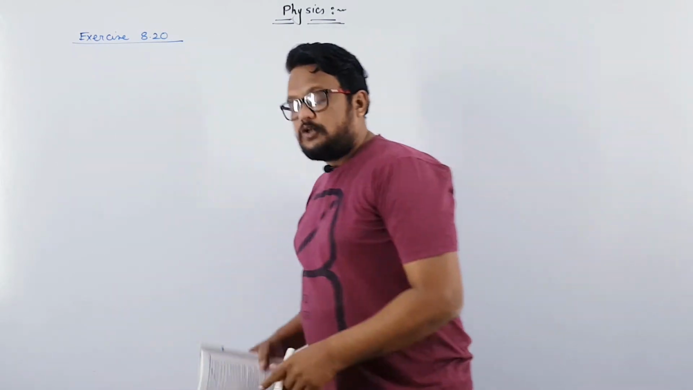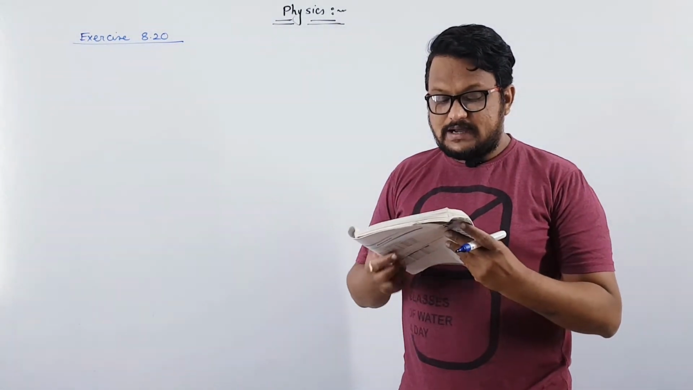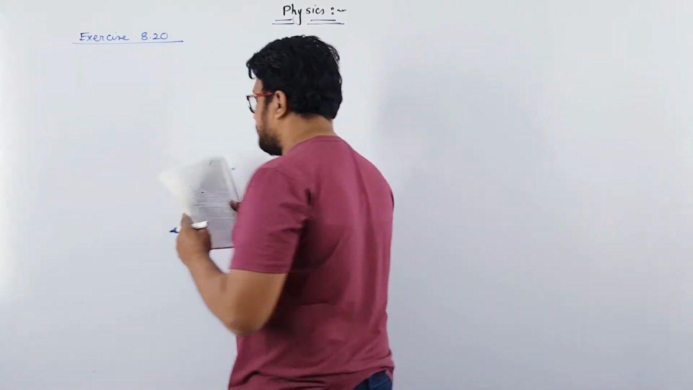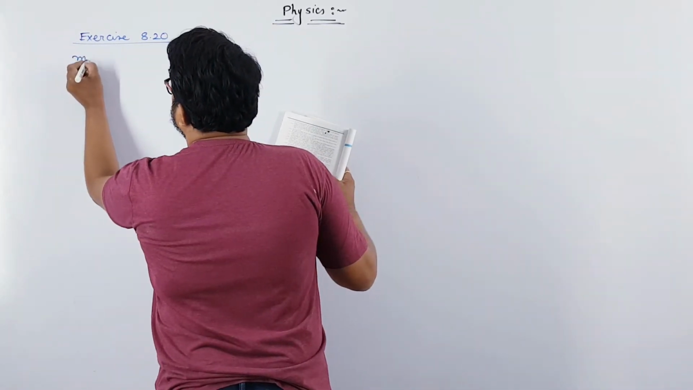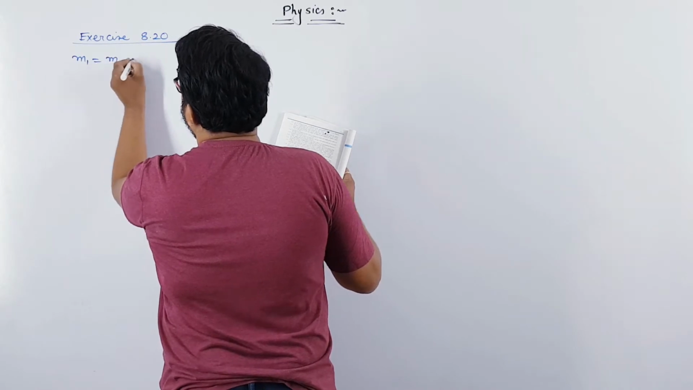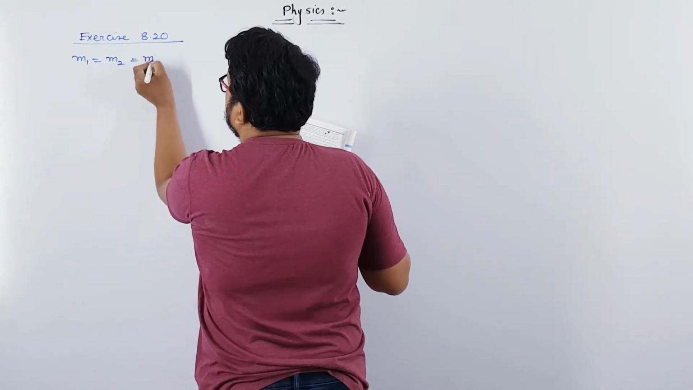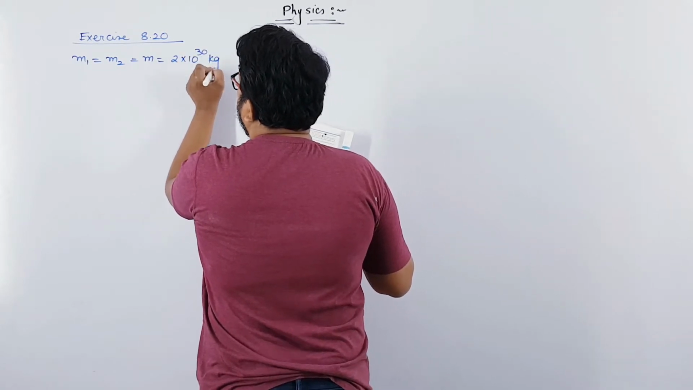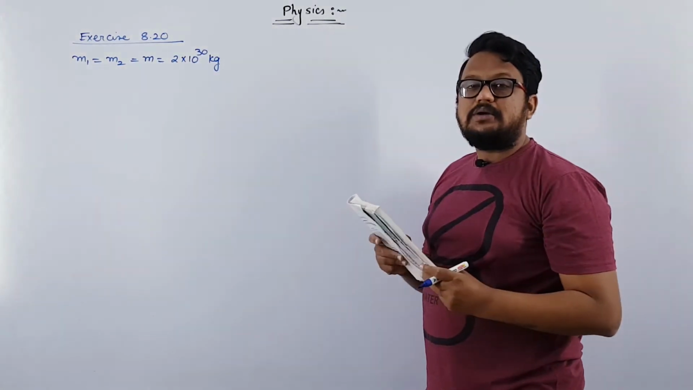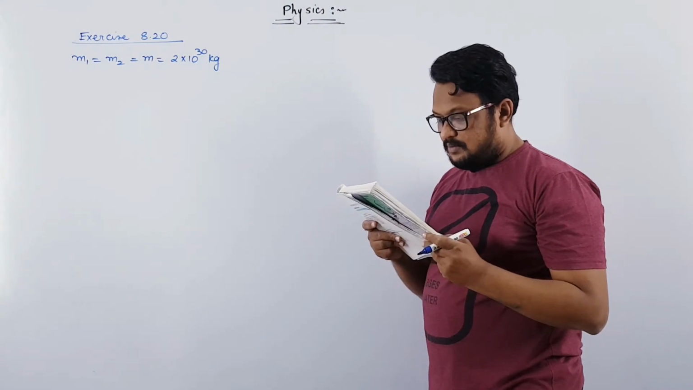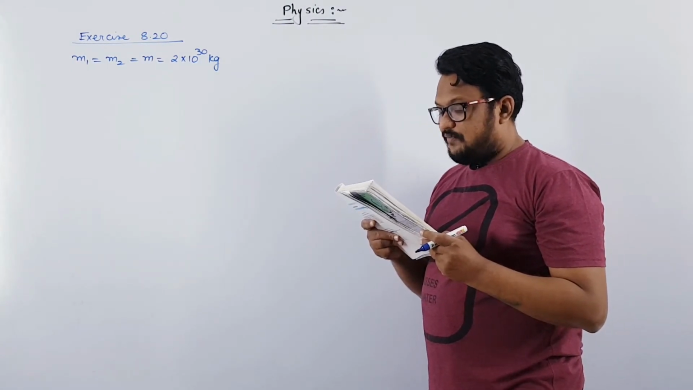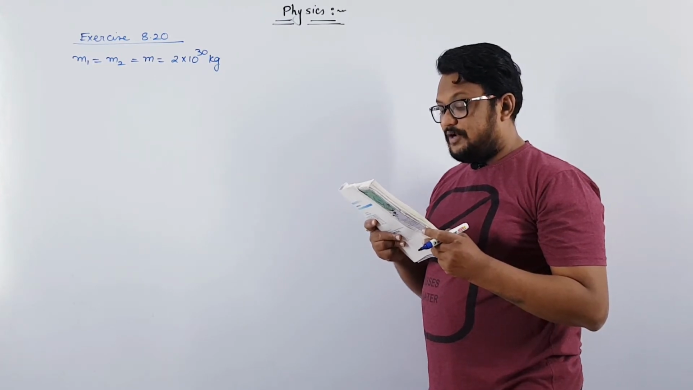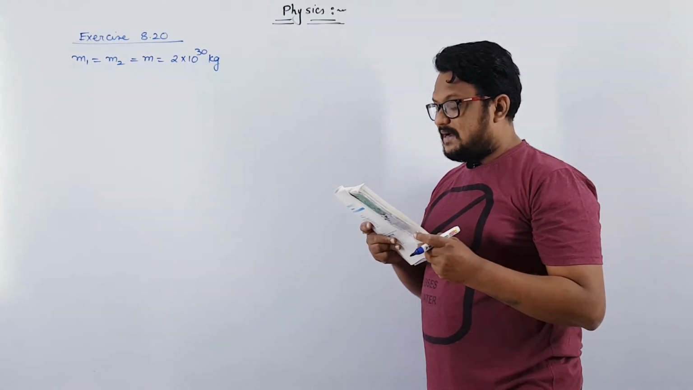Exercise 8.20. Two stars each of a solar mass, that is 2 into 10 to the power 30 kg. So mass of first star m1 is equal to m2, and that is equal to, let us write m, which is given as 2 into 10 to the power 30 kg. Remember, solar mass is 2 into 10 to the power 30 kg. They are approaching each other for a head-on collision. When they are at a distance of 10 to the power 9 km, their speeds are negligible.